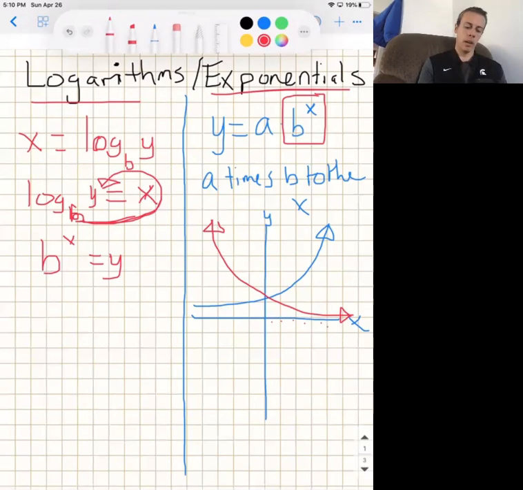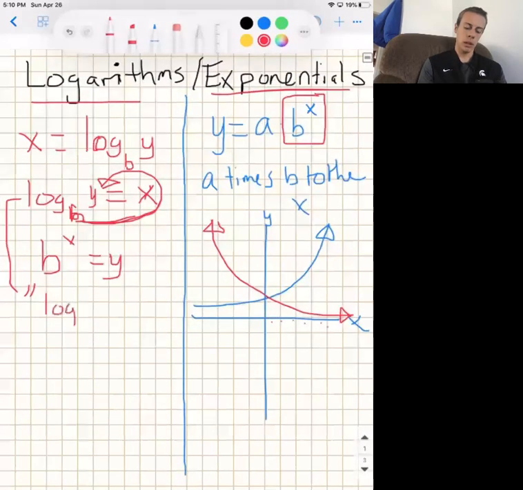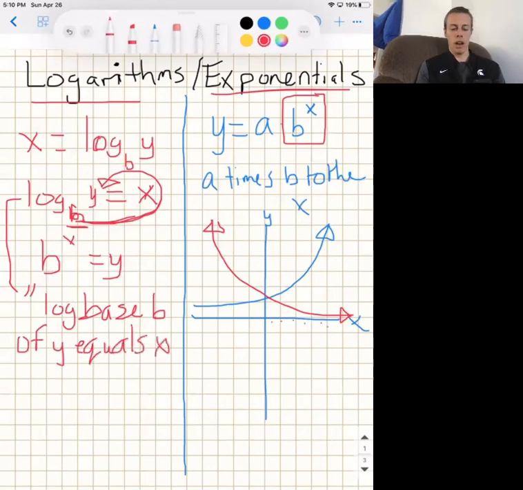If we wanted to say this statement in English, we want to say it well. We would say log base b, all right, because that's our base down here is b, of y equals x. Okay, that's how we'd say it well. And so what we can start to do is use this idea of being able to rewrite logarithms as exponentials to help us solve a few problems.